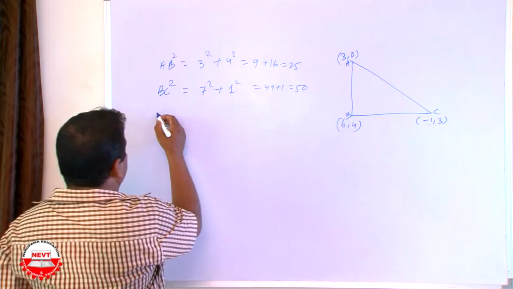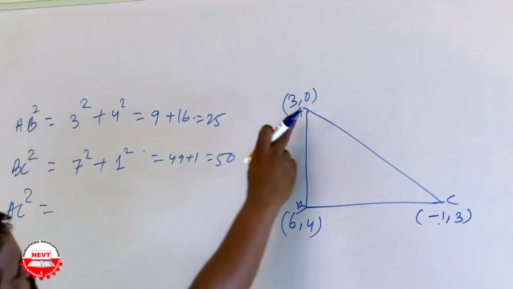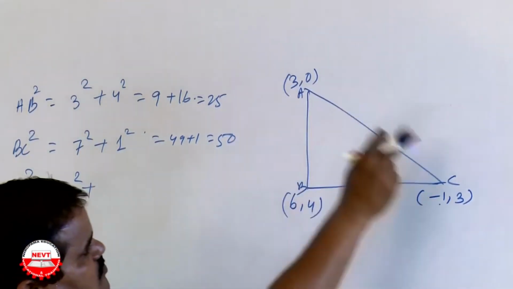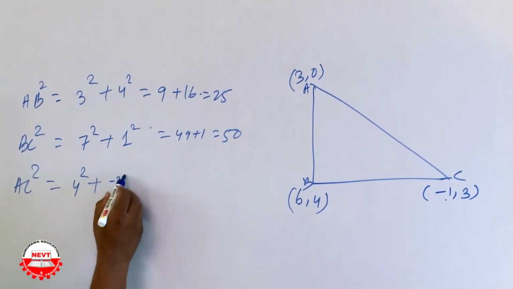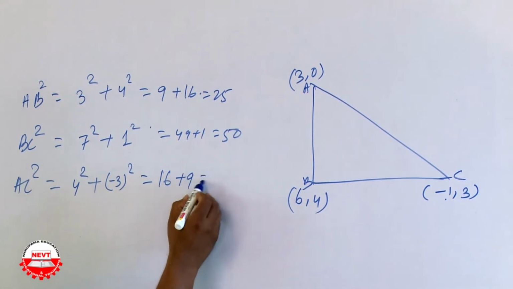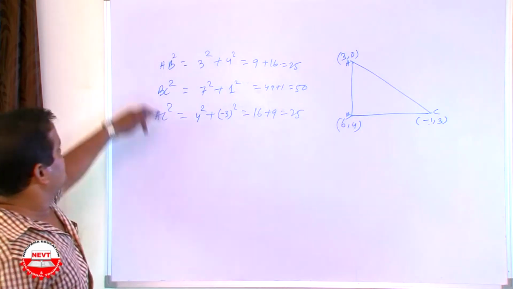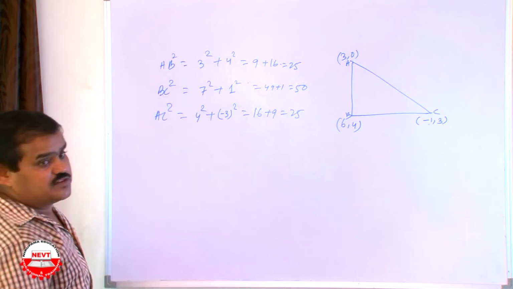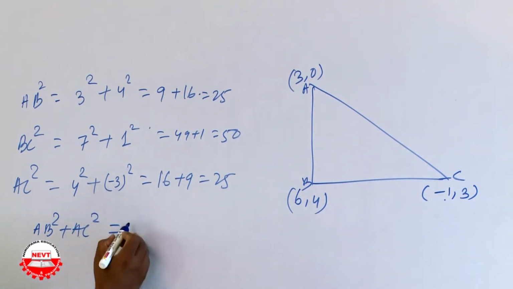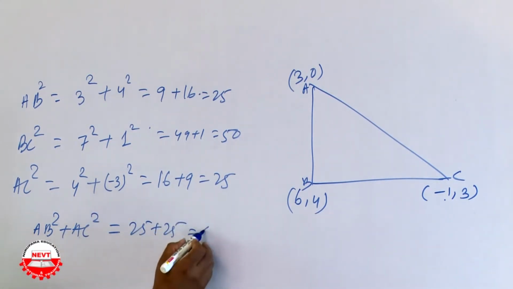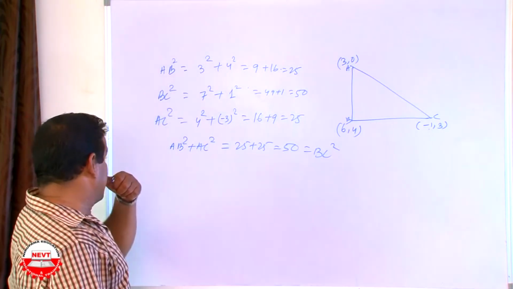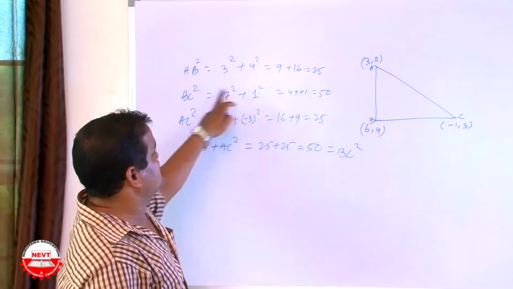Find AC. AC square is equal to 3 minus 1 means 3 plus 1, 4 square, plus 0 minus 3 whole square means minus 3 square, which is equal to 16 plus 9, is equal to 25. Here AB square plus AC square is equal to BC square. AB square plus AC square is equal to 25 plus 25, which is equal to 50, which is equal to BC square. Hence ABC is a right angle triangle with BC as its hypotenuse.